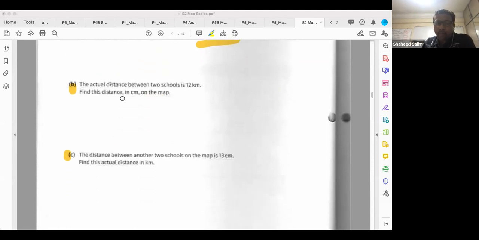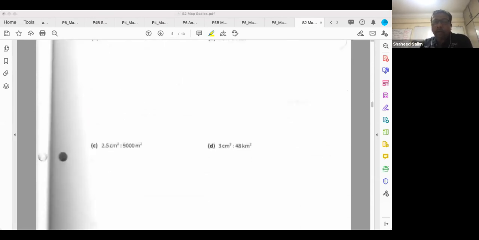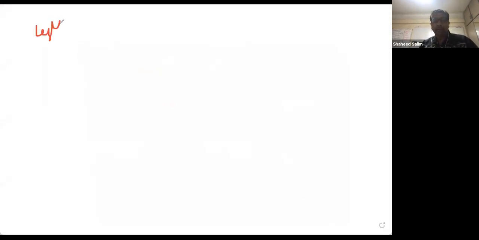Now we are going to do area. It's slightly different. So now, I give you another question, so that we are all very, very clear. For length, 1 cm on the map represents 10 cm in reality. I repeat, 1 cm on the map represents 10 cm in reality.